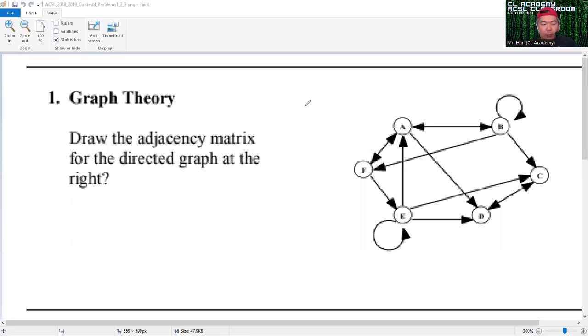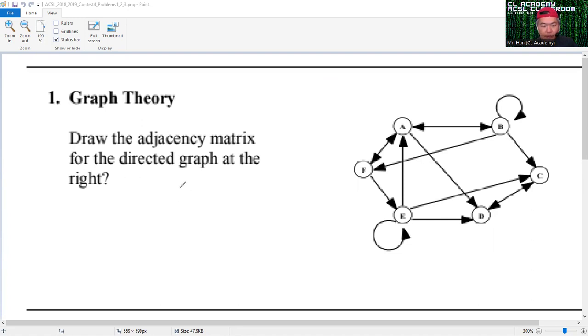Okay, I'm going to work on the first problem in the 2018-2019 contest season, ACSL season 2018-2019 contest number 4. This is the first problem. It's a graph theory question. Draw the adjacency matrix for the directed graph on the right.